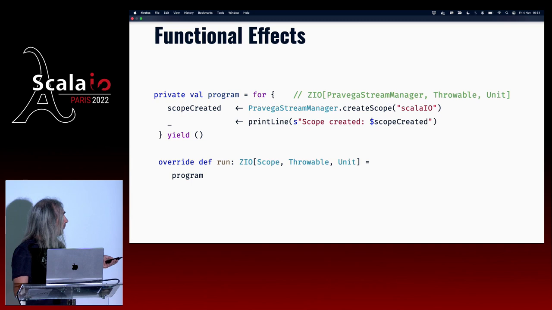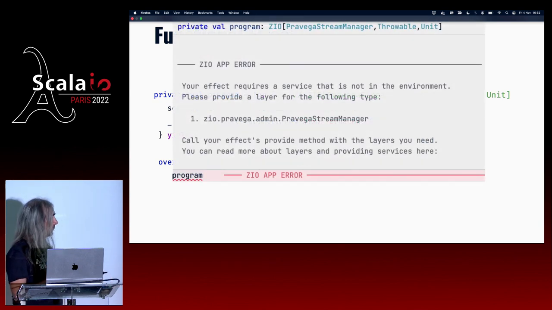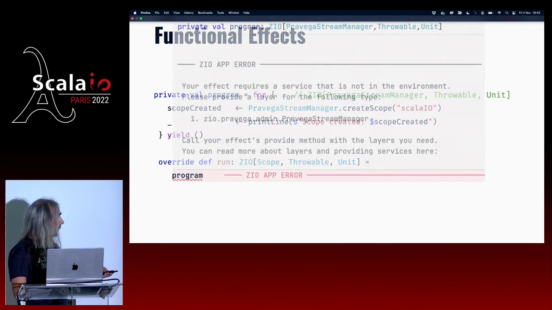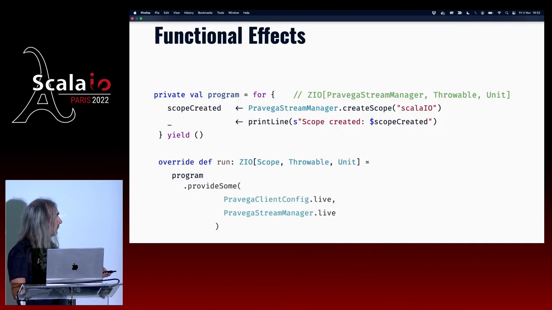This is a program to be able to create a scope in the Pravega cluster. And if you try to compile this, you will see this very nice error at compile time, of course. That just reminds you that you depend on the Pravega manager. I don't know where I can find it. So this is the error, and you just have to provide the layer shown before to make this effect runnable.